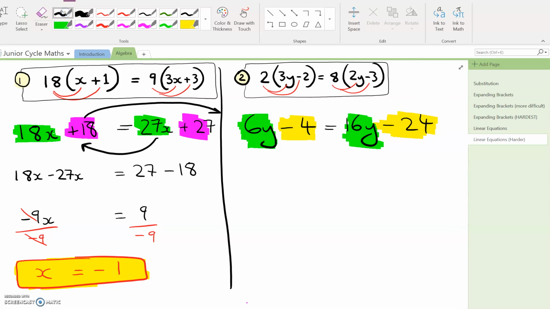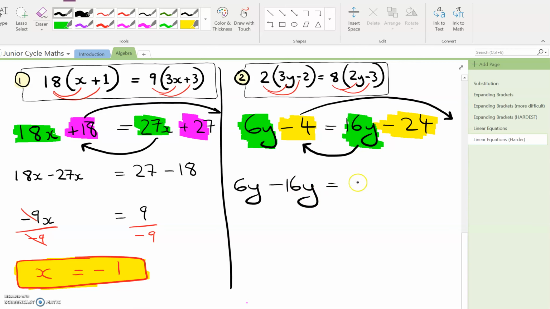What do I need to move? Well, this is going to need to come in here because y's should be on the left, and this should come over here because numbers should be on the right. But I'm going to remember to change the sign if I move them. The minus 24 I didn't move, so it's still a minus 24, and that's a plus 4 now. So 6y minus 16y is minus 10y. And minus 24 plus 4 is minus 20.